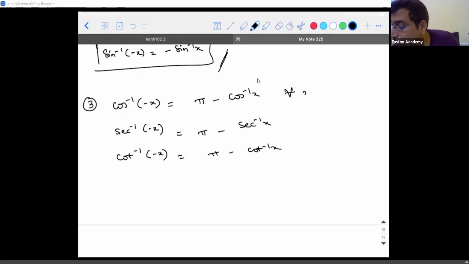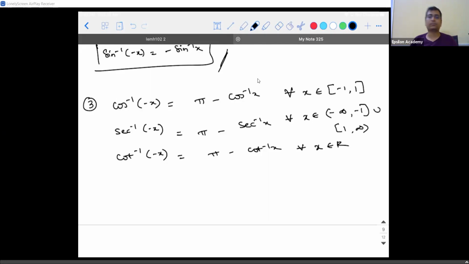Now, for all values of x that belongs to, correct? So pi minus cos inverse of x, it is for x between minus 1 to 1. Pi minus secant inverse of x, for all values of x that belongs to minus infinity to minus 1 union 1 to infinity. And pi minus cot inverse of x, this is for all values of x that belongs to R. Okay, guys, so I take a proof.